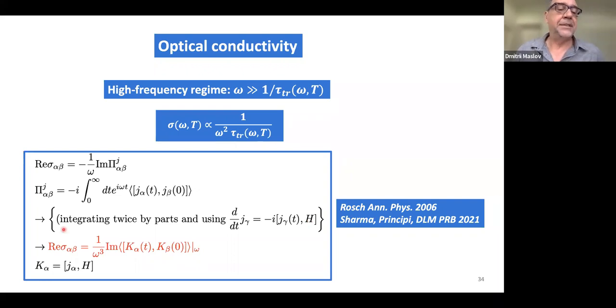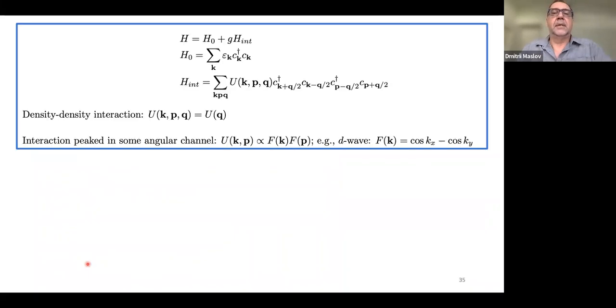Then identically, the real part of the conductivity can be written as the imaginary part of a different correlator between the current and the Hamiltonian, and the factor here changes to 1/ω⁴. Why is it convenient? Because if some part of the current commutes with some part of the Hamiltonian, we don't need to worry about this process. It drops out automatically, which somewhat simplifies our life here.